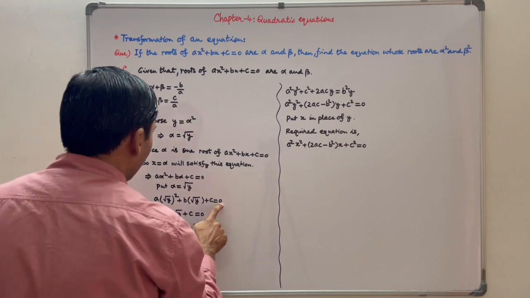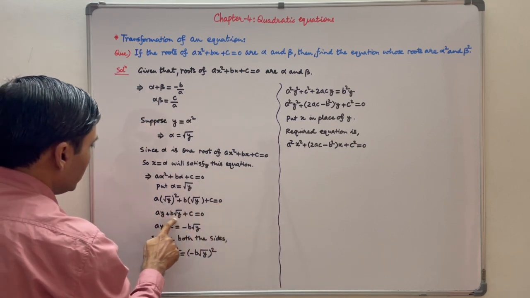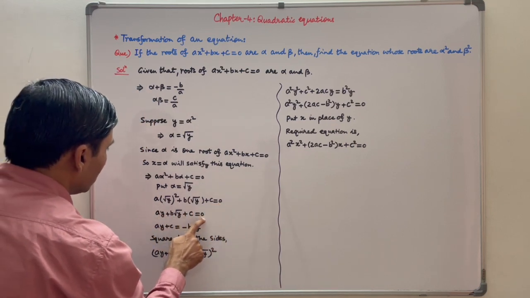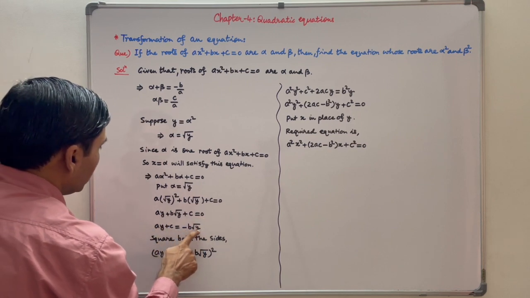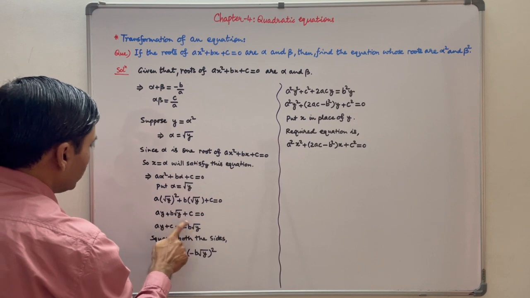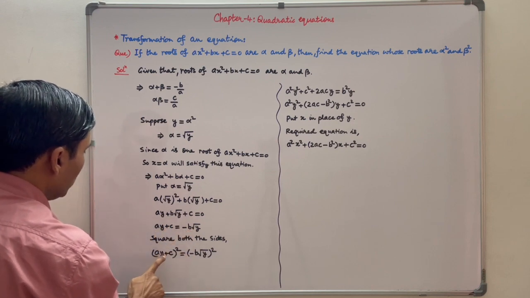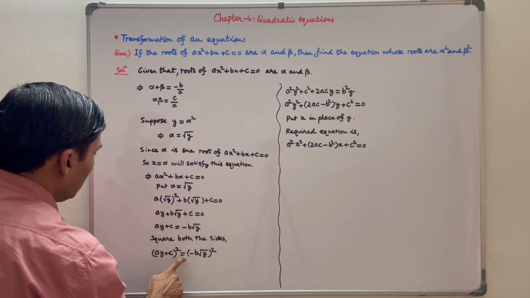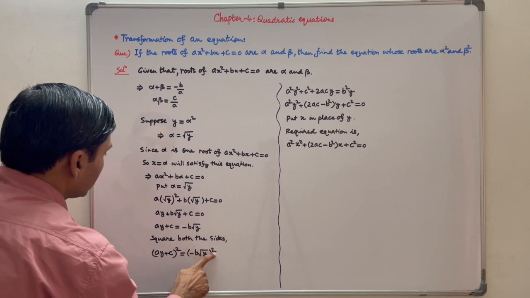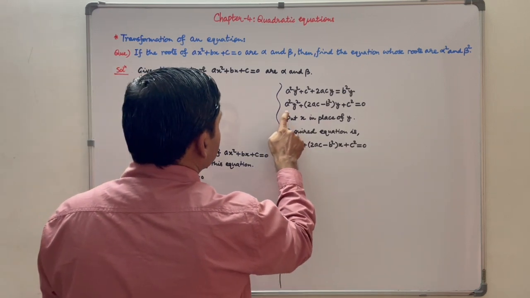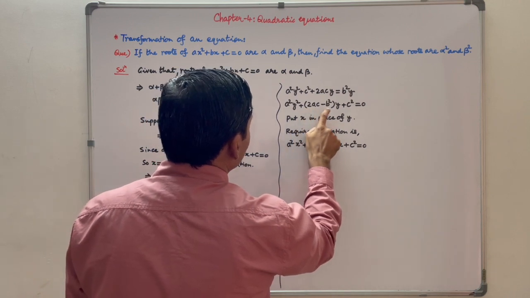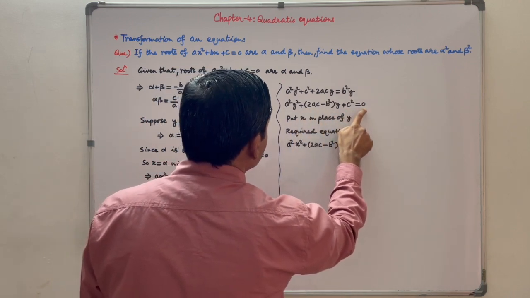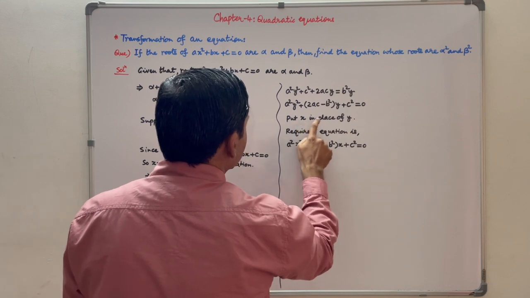So the equation will be a under root y whole square plus b under root y plus c is equal to 0, or ay plus b under root y plus c is equal to 0, or ay plus c is equal to minus b under root y. Now square both sides of this equation. So ay plus c whole square is equal to minus b root y whole square. So the equation is a square y square plus 2ac minus b square into y plus c square is equal to 0. Put x in place of y.